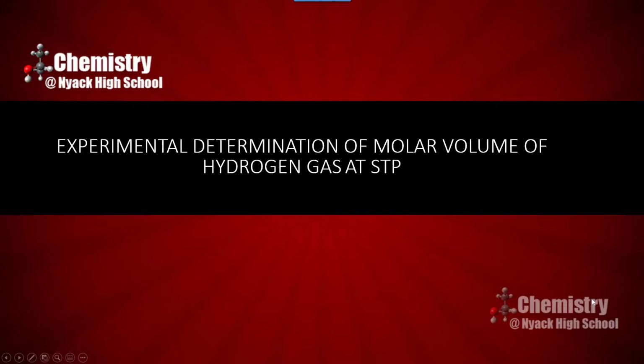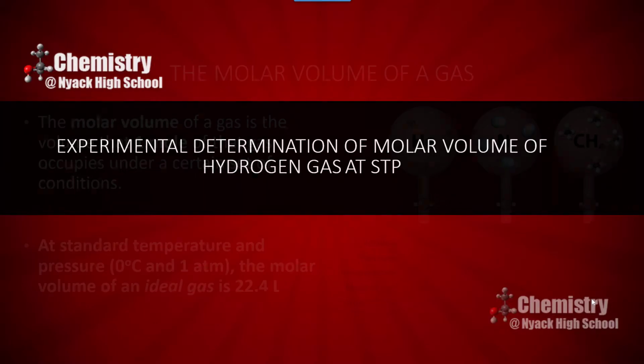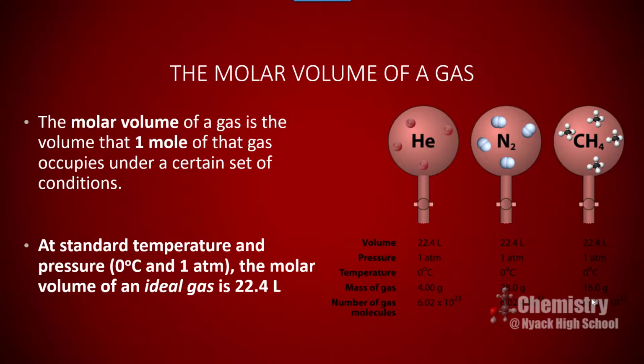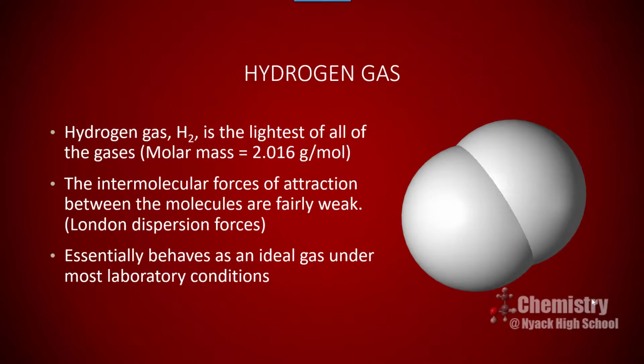Good morning. Today's lab is an experimental determination of the molar volume of hydrogen gas at STP. The molar volume of a gas is the volume that 1 mole of that gas occupies under a certain set of conditions. At standard temperature and pressure, that being 0 degrees Celsius and 1 atm, the molar volume of an ideal gas is about 22.4.